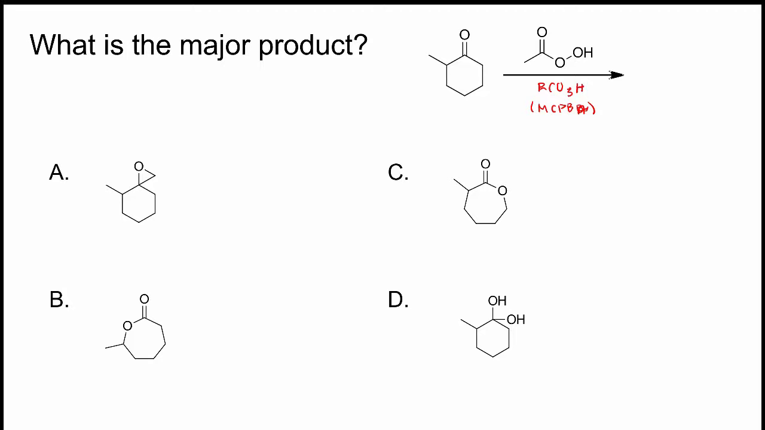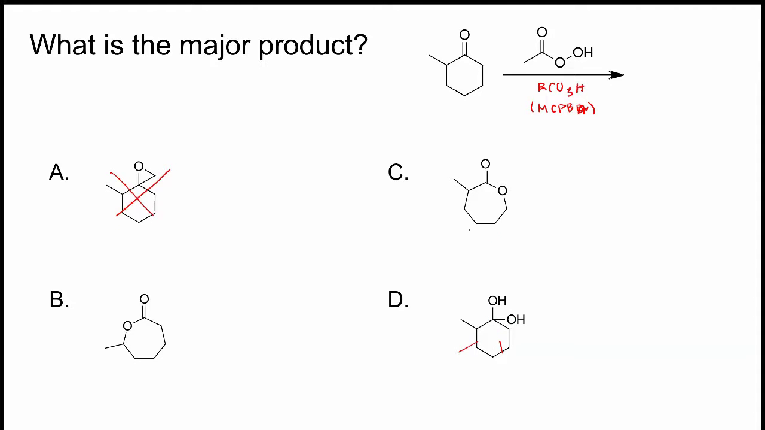All right, so you guys are on the right track. We're either choosing B or C for the answer. This will often be a mistake where somebody sees the MCPBA reagent and assumes epoxide, and so they might choose A, but that's not in the wheelhouse, and neither is D.